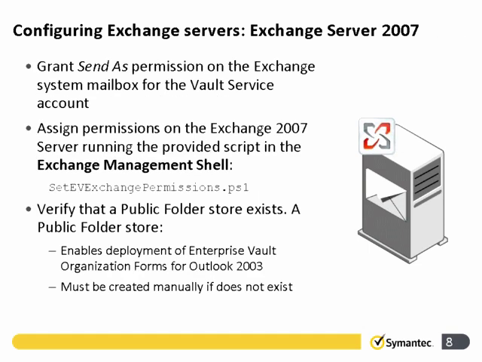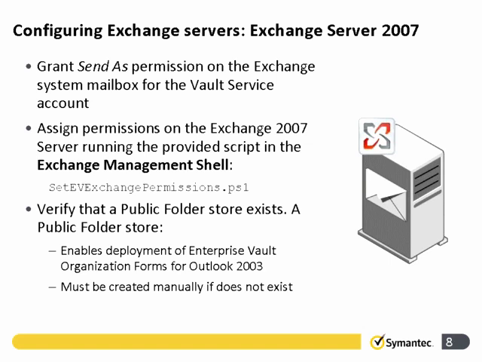For your Exchange Server 2007, if you've got just Exchange 2007 servers, you need to grant the Send As permission on the Enterprise Vault system mailbox to the Vault service account. Also, we have given a script that will help you set up the individual permissions that are needed on the Exchange server. The name of this script is Set-EVExchangePermissions.ps1. This is a PowerShell script that you will run through the Exchange Management Shell.